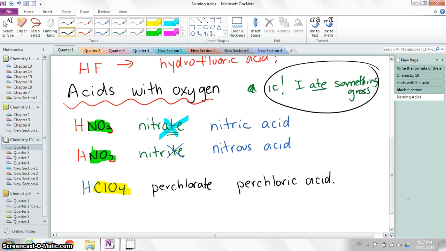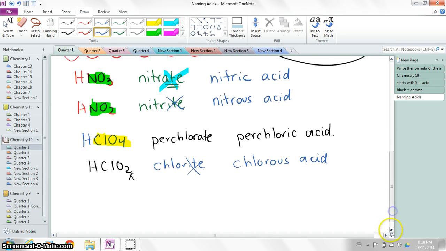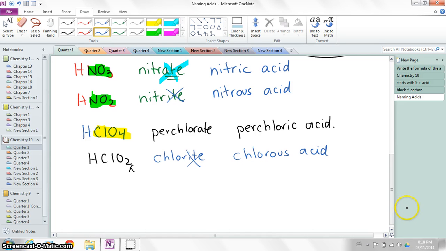Let's try another one. What if we had HClO2? A lot of these acids look the same, but notice this one has got a 2 instead of a 4 in perchlorate. So HClO2, you look it up, and the polyatomic ion is chlorite. Chlorite, so it ends in ite. So take off the ite and add ous, so it's going to turn into chlorous acid. Hopefully you're getting that.